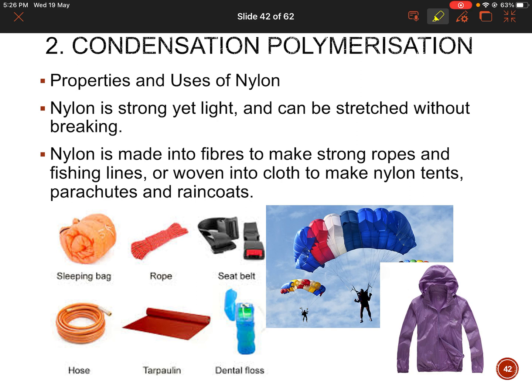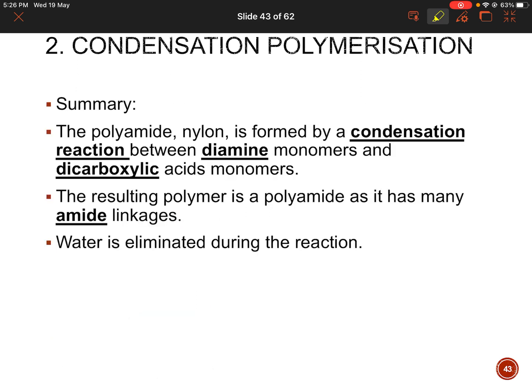So nylon has many properties. Okay, it's strong yet light. So it's used to make your sleeping bags, your ropes, for those of you who do rock climbing and all that, parachutes, and these jackets are commonly made of nylon because they have water resistant properties and they're very strong. In summary, the polyamide nylon is formed by a condensation reaction between diamine monomers and dicarboxylic acids, and it has a lot of amide linkages, and water is eliminated during the reaction.